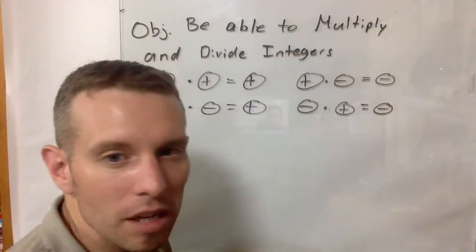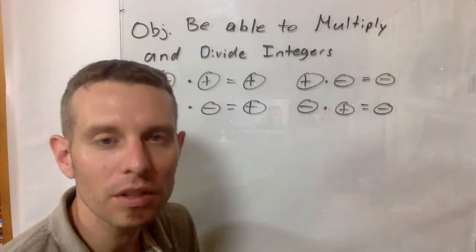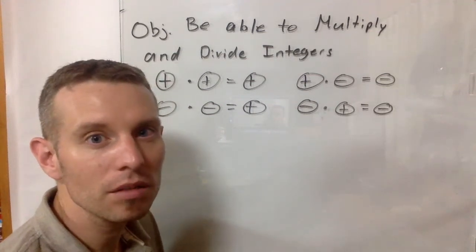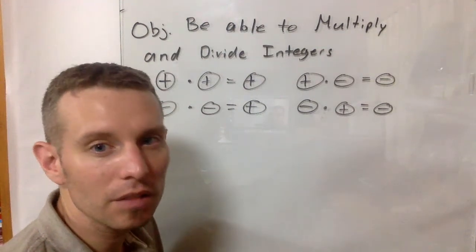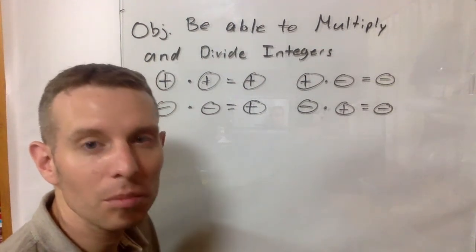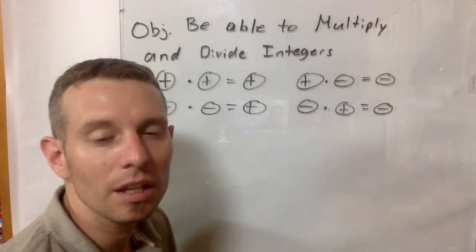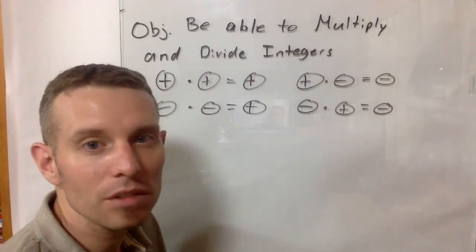Okay, and then a positive times a negative is a negative, and a negative times a positive is a negative. And same thing again for division. A positive divided by a negative is a negative. A negative divided by a positive is a negative.